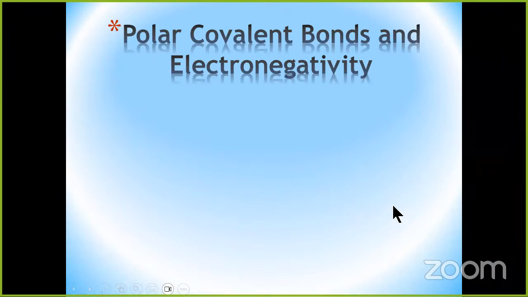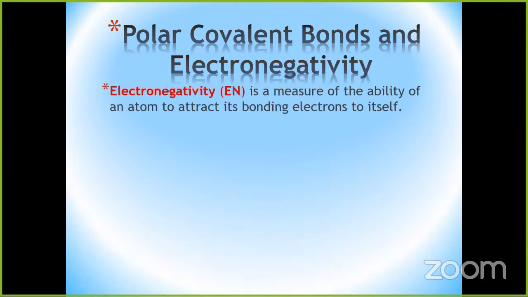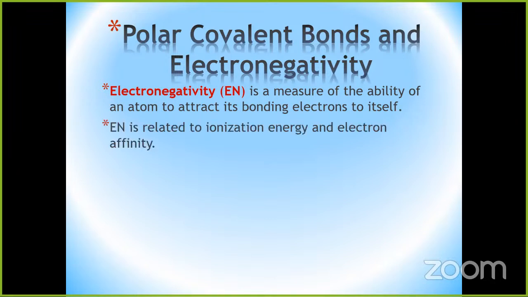Okay, so I want to talk about this concept of polarity of bonds and how it's related to the electronegativity of the atoms that are involved. So we need to define electronegativity: it's basically a measure of the ability of an atom to attract shared electrons, or bonding electrons, to itself, right? So you have two atoms sharing electrons. The one that has the greater attraction for the shared electrons will have a greater electronegativity value, all right?